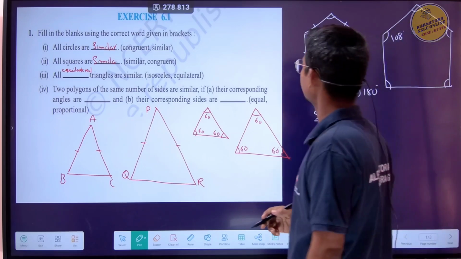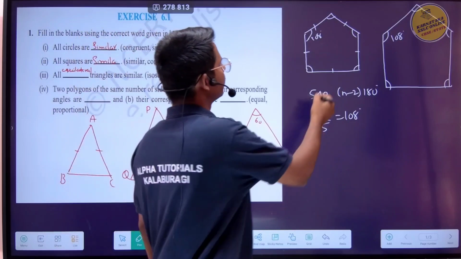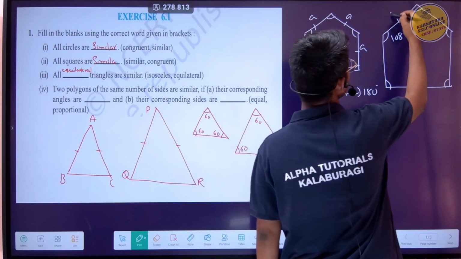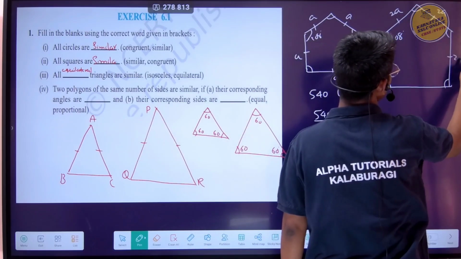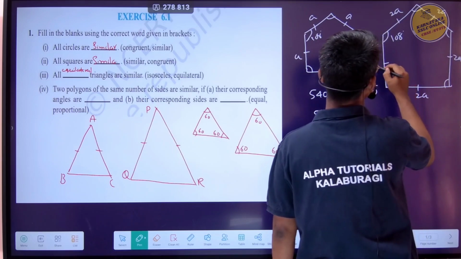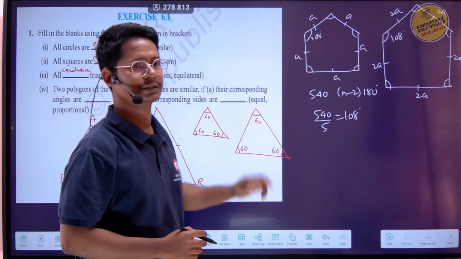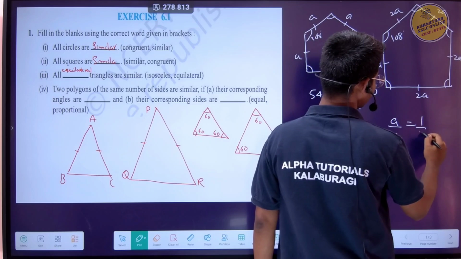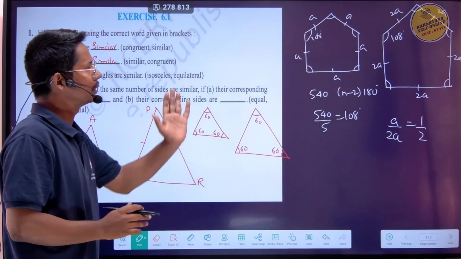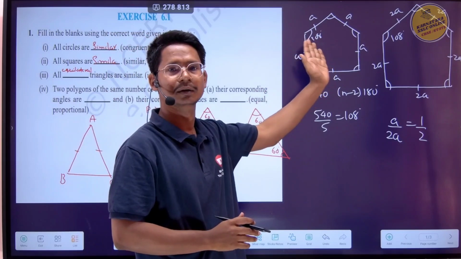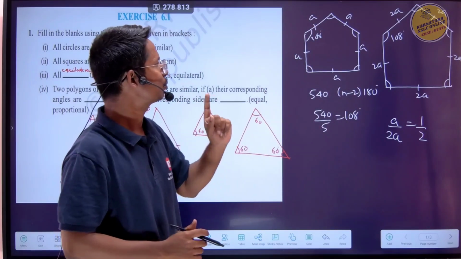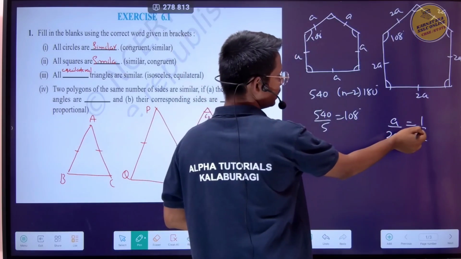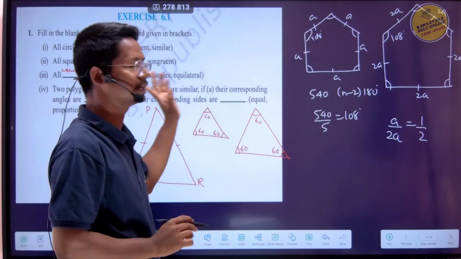But if I take the ratio of their corresponding sides, suppose one side is A and the other is 2A, because regular means all sides are equal. Now if I take the ratio of the corresponding sides of these two figures, it is A by 2A, nothing but 1 by 2. So here the definition of similar figures is satisfied: each corresponding angle is equal and the corresponding sides ratio is also the same, in the sense that they are in proportion.